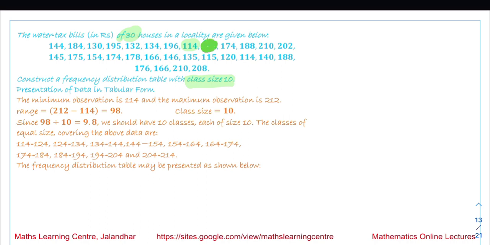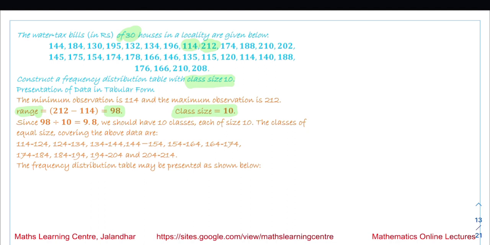and that value is over here. This is the 212, it is the maximum value that we have. So range we can calculate, it is 98. Class size we have, it is 10. So we can write the classes in the form.